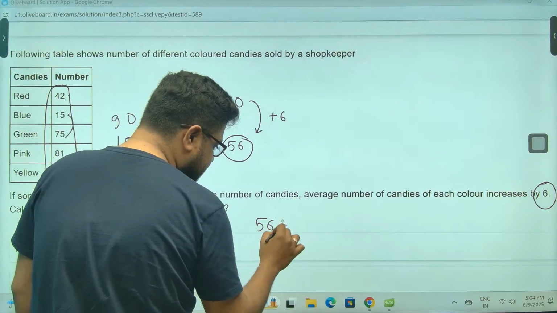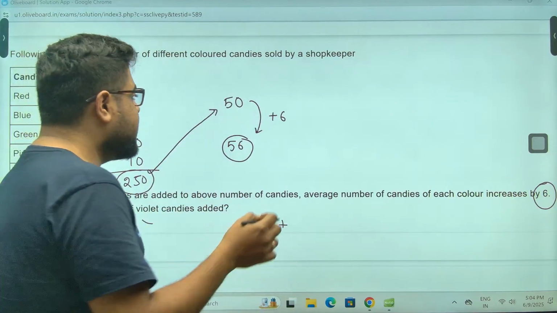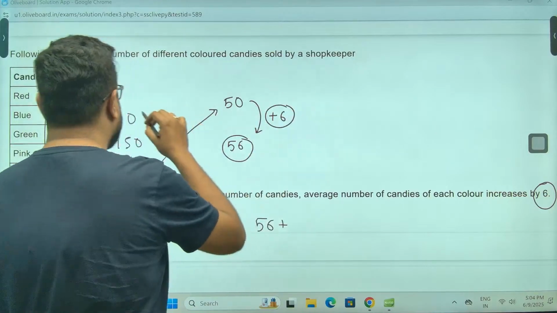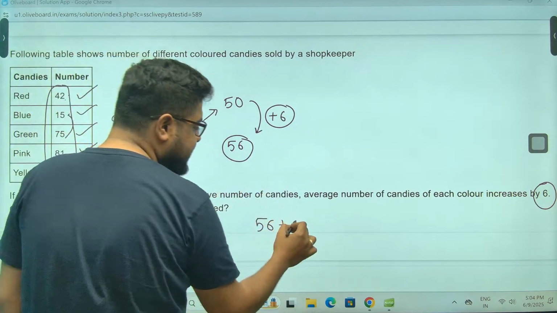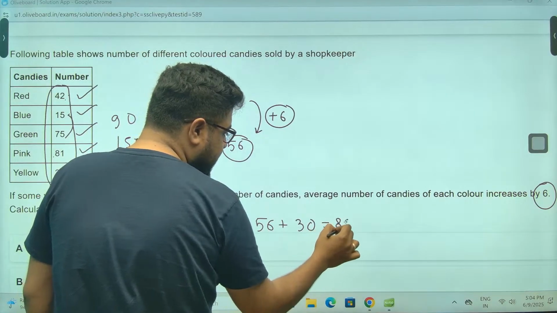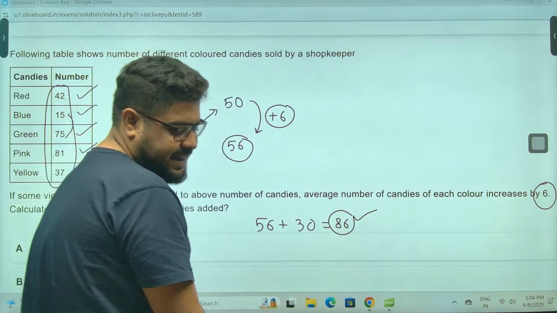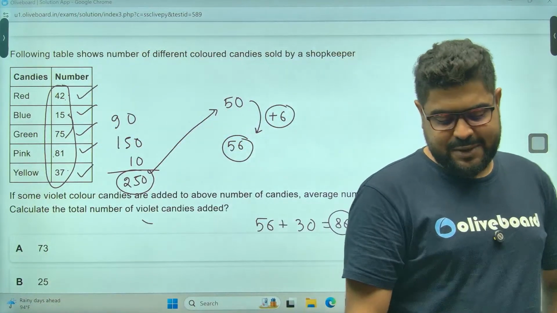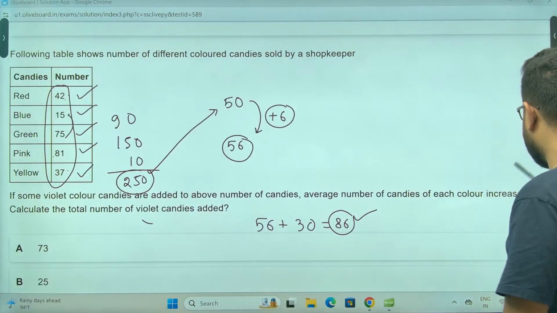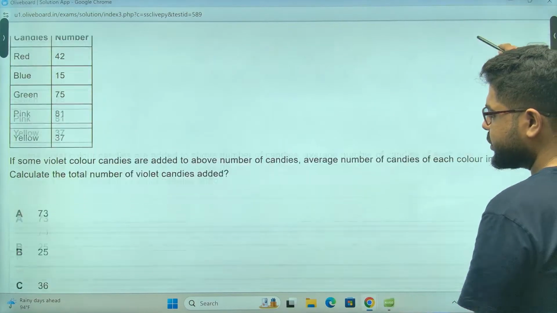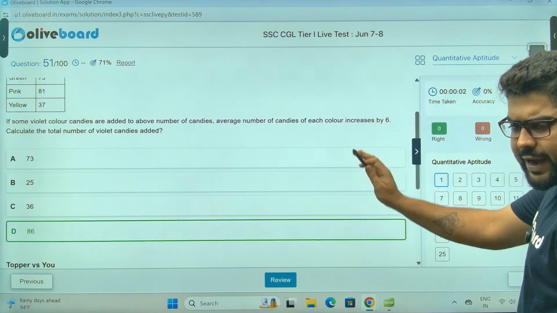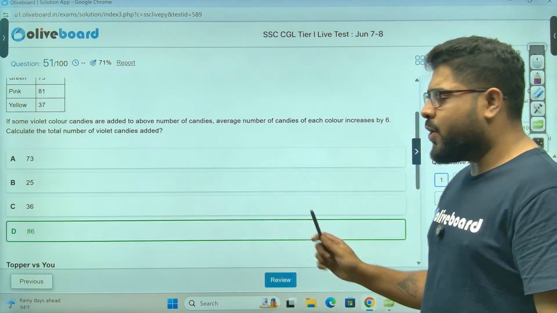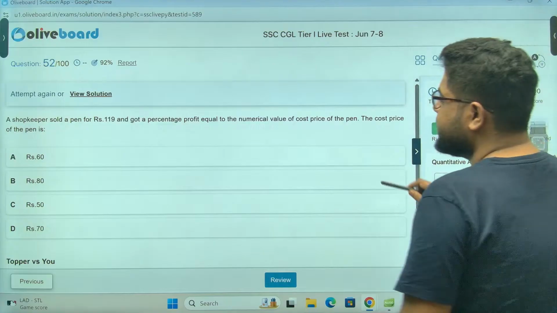So what is the number of candies? 56 plus. How many total added? Everywhere I have added 6. So 6 here, 6 here, 6 here, 6 here, 6 here. 5 sixes are 30 I have added. So the total number of violet candies was 86. That's your answer. Raghu is absolutely correct, 100% correct here. So we could say option D, 86 is the correct answer. Very simple question. Not difficult at all, right? Chalo.